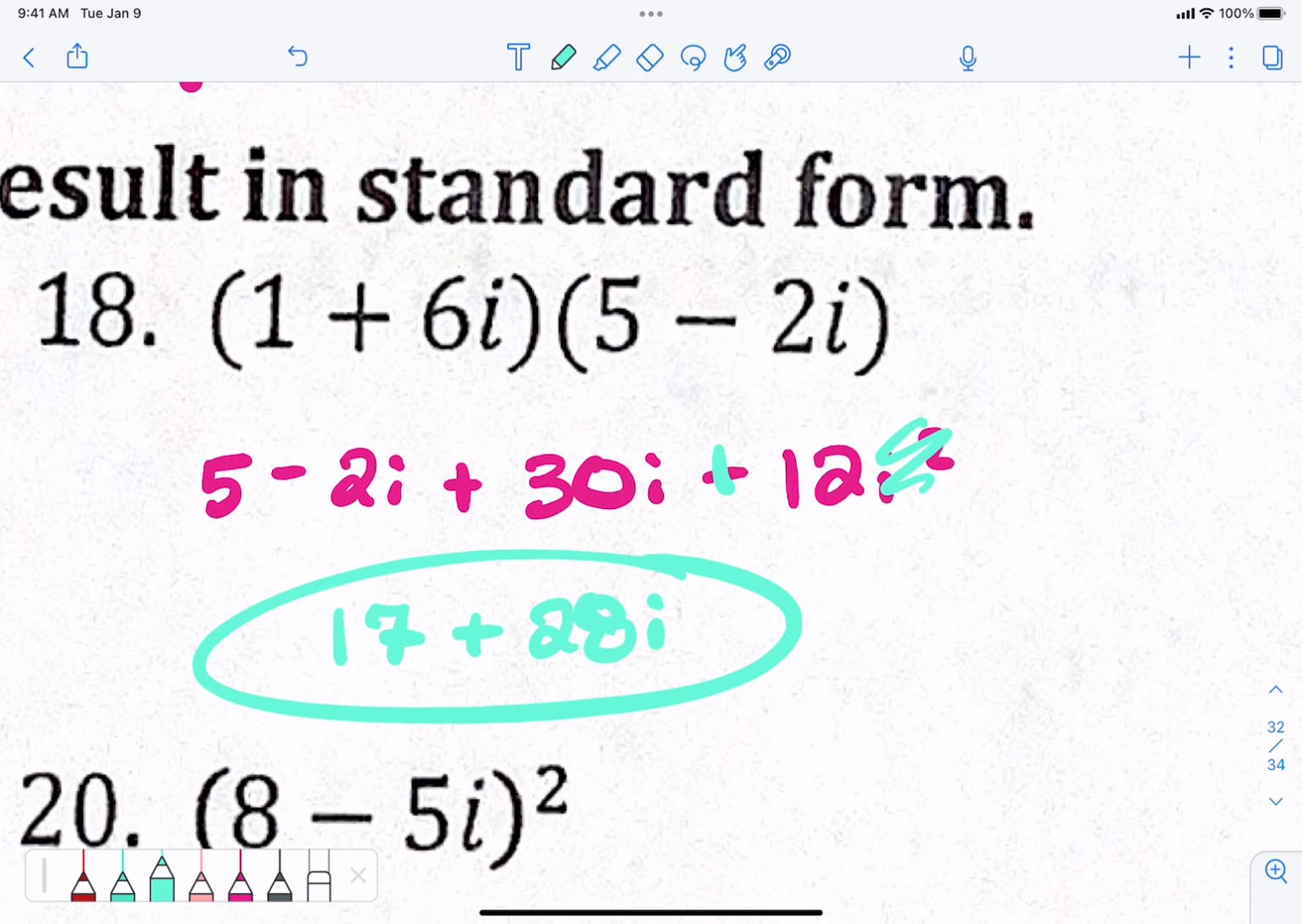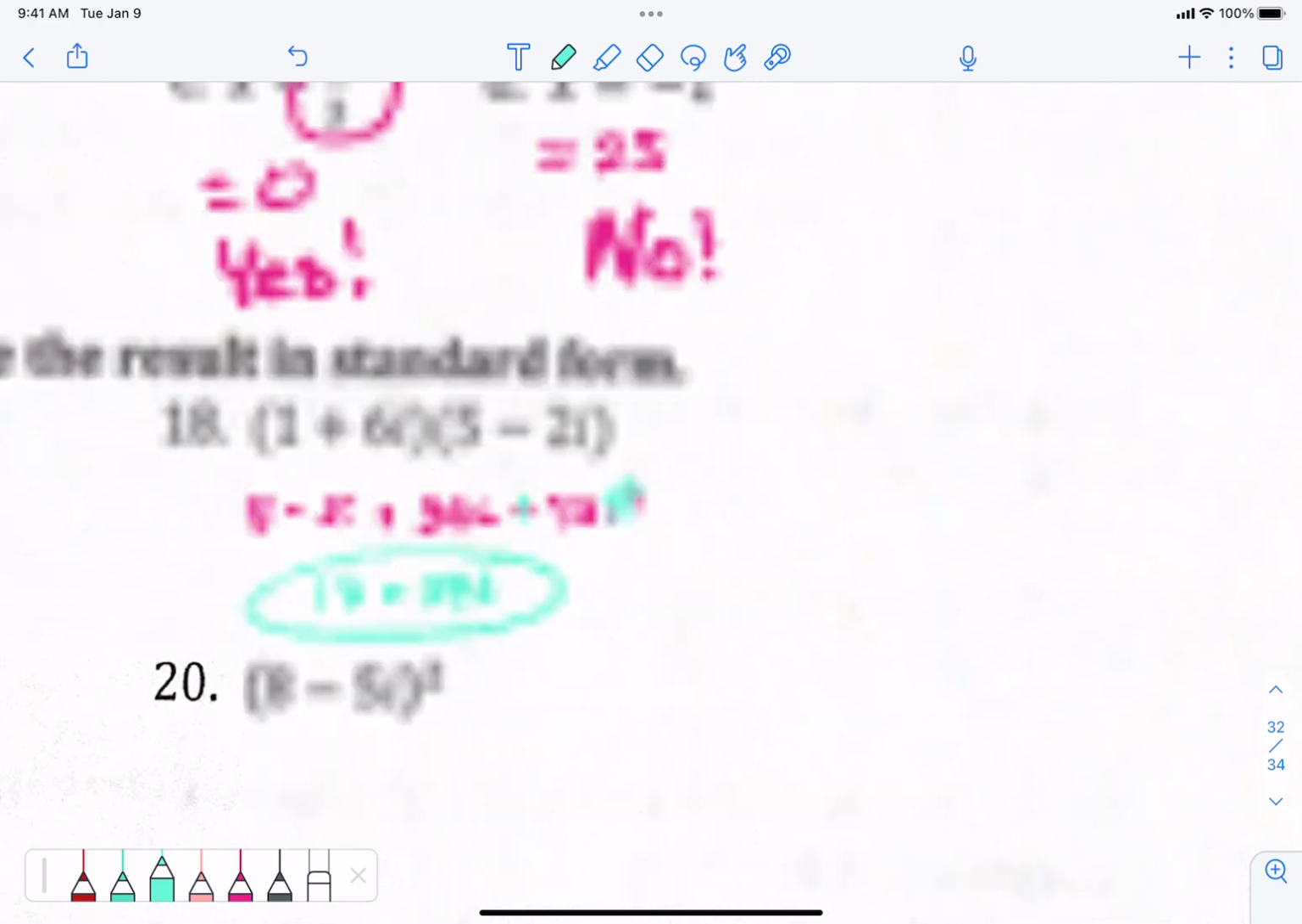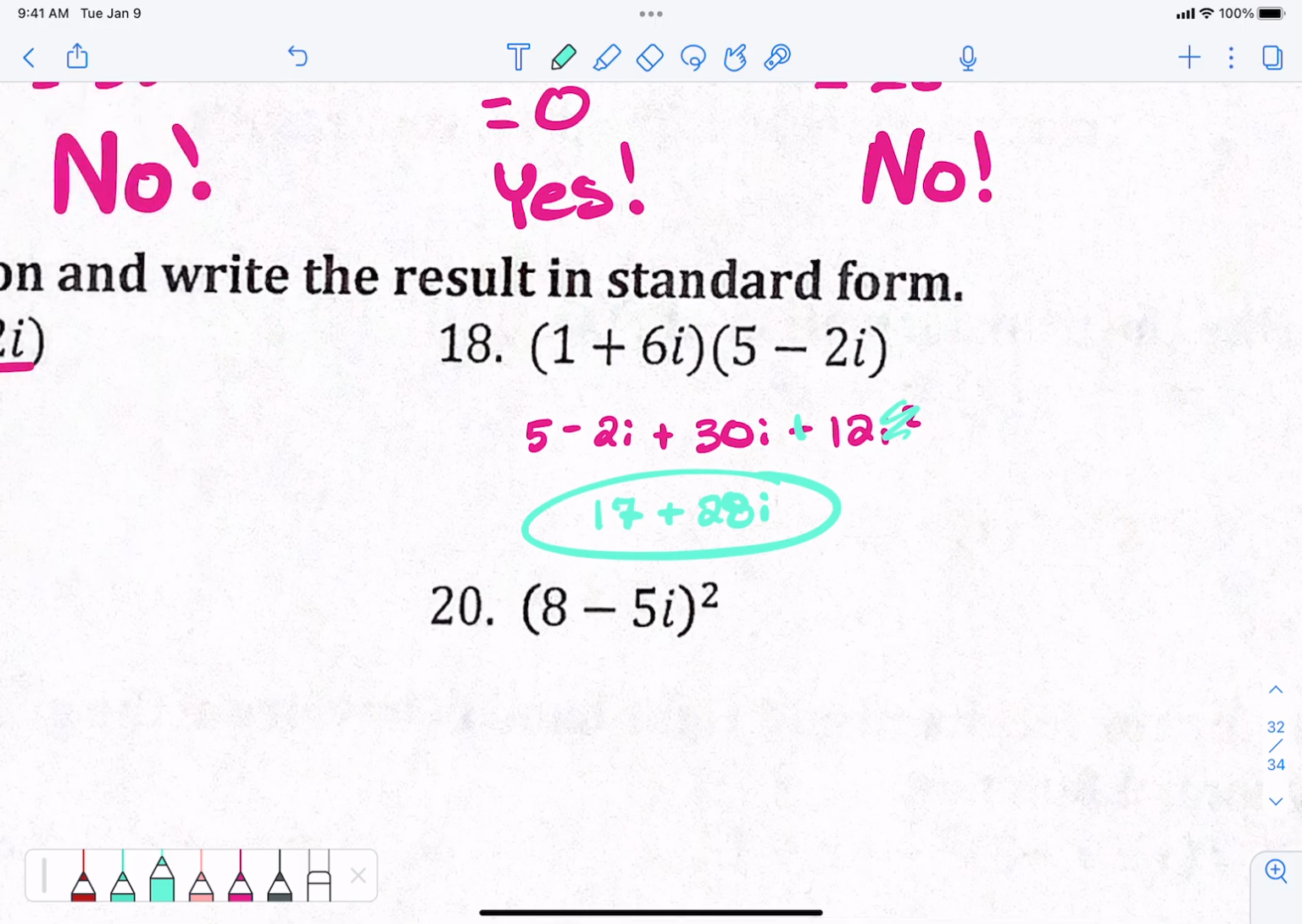How'd you get 17? You got 5 and 12. Because a 12 becomes a positive 12, right? i squared is negative 1. Did you figure out what you did wrong? How did I get 60i? I think you probably took the 2 times the 30. Did you write down your middle step? Yeah, I said 5 minus 2i plus 60i. I don't know where I came up with that. Alright, 17 plus 28i, yeah?